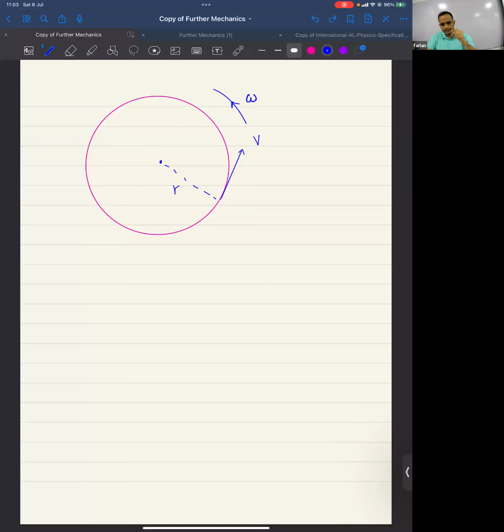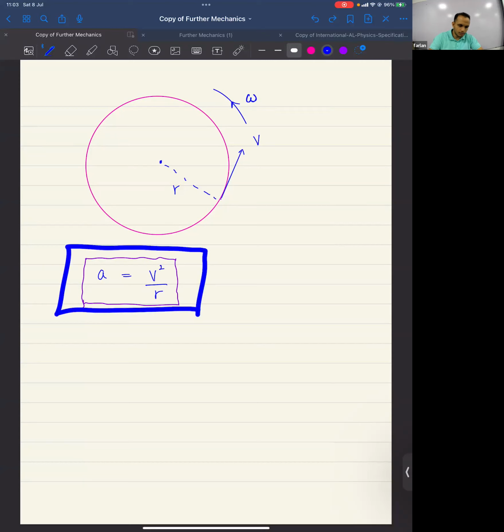Right, so guys, in that case, where an object is having a speed v and an angular velocity omega, its centripetal acceleration is given by a equals v squared over r. Take it down.